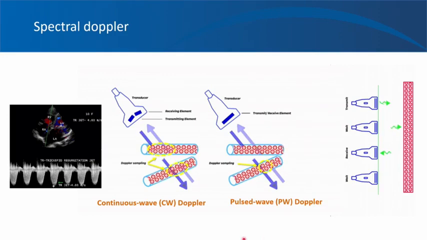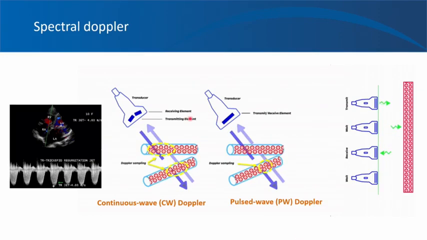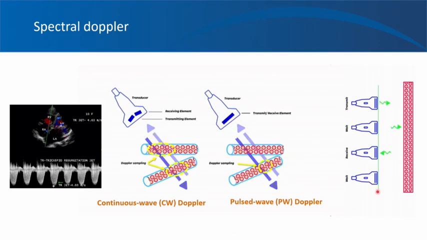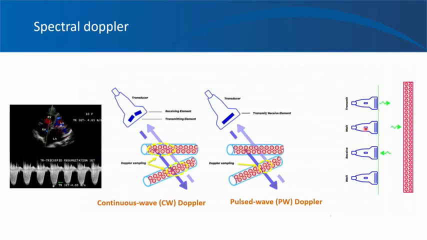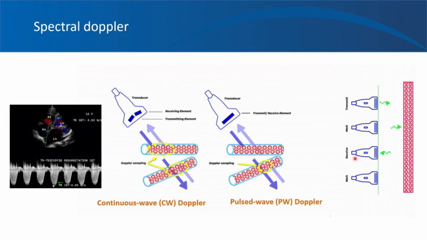And the pulsed wave Doppler now utilizes only one piezoelectric element. Instead of two separately receiving and transmitting elements, here there is only one piezoelectric element, which emits the ultrasound pulse and waits and listens back to the echo. So emits, waits, receives, and waits again.